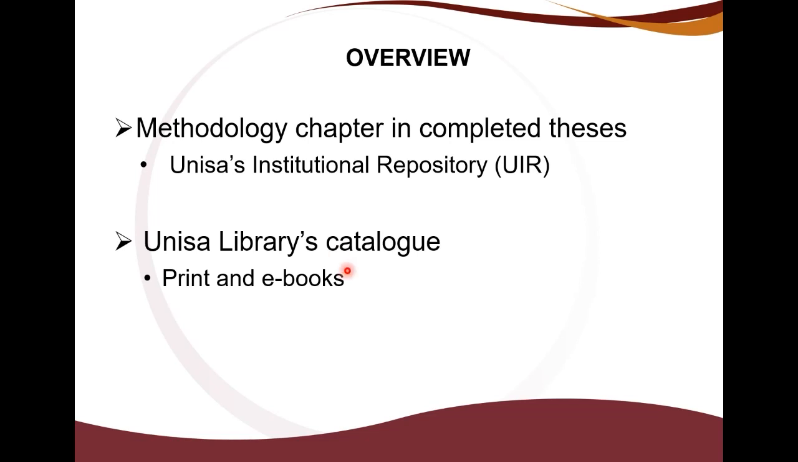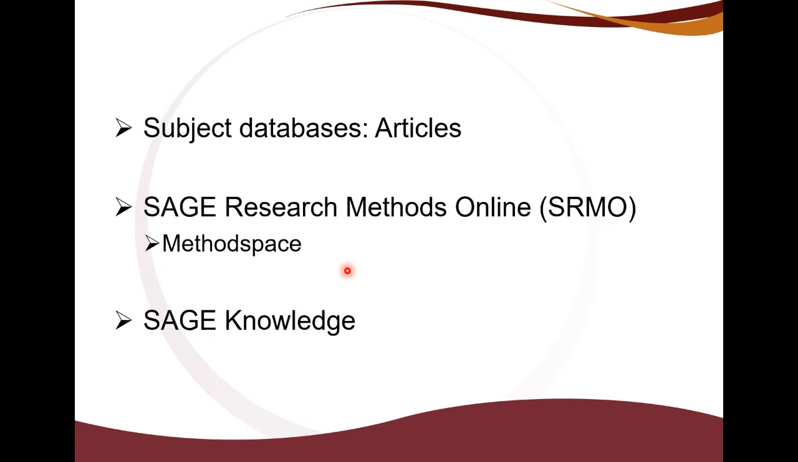And secondly, we're going to go through the library catalog, where we're going to search for either print or ebooks for research methods material. We will quickly also go and look at articles. Remember the last time we did searching for articles for your specific topics, but you can also search for articles on research methods or methodology material.